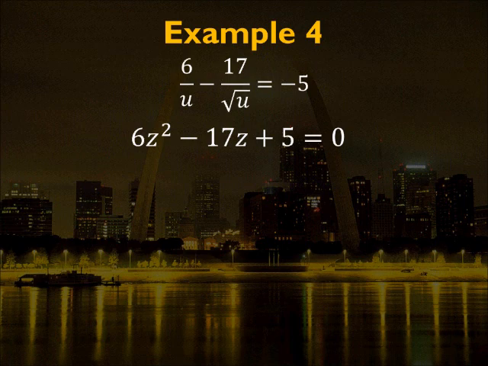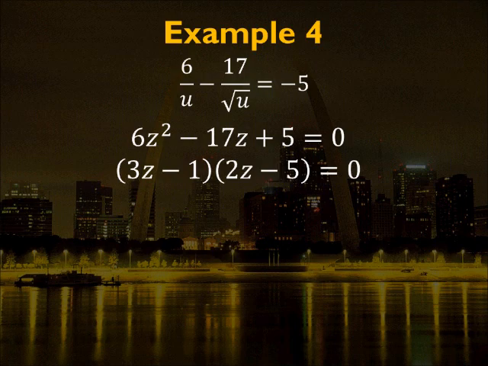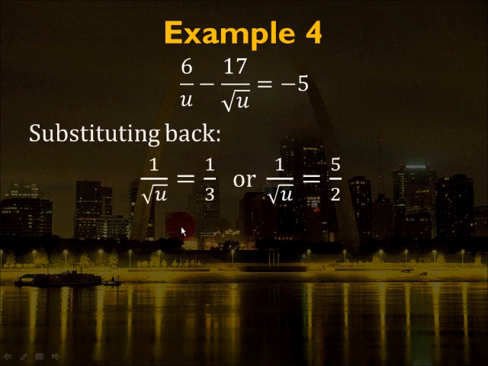Now you just factor it. If you use the box, which I'm not going to do here, you will see that it's 3z minus 1 times 2z minus 5 equals 0. So your z values are 1/3 and 5 halves. Now you have to go back to the original substitution, plug in these values of z, and solve for u. So we have 1 over radical u equals 1/3, or 1 over radical u equals 2/5. So by cross multiplying, you can see that radical u is either equal to 3 or is equal to 5/2.